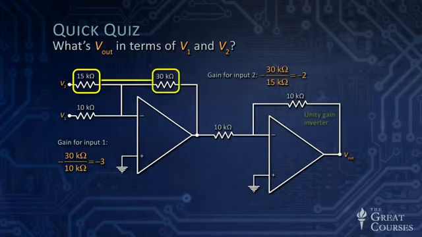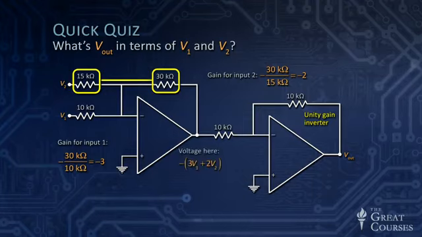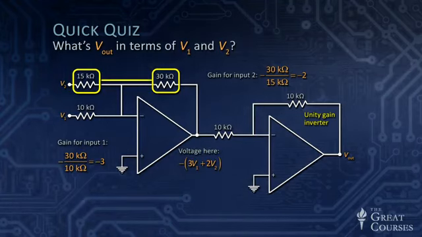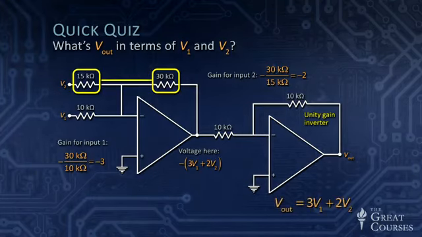And then we have the unity gain inverter. So before we get into the unity gain inverter, we've got minus 3V1 plus 2V2, minus 3V1 minus 2V2. We invert that with the unity gain inverter that doesn't change values, but just changes the sign. So there's the unity gain inverter, and V out is 3V1 plus 2V2.